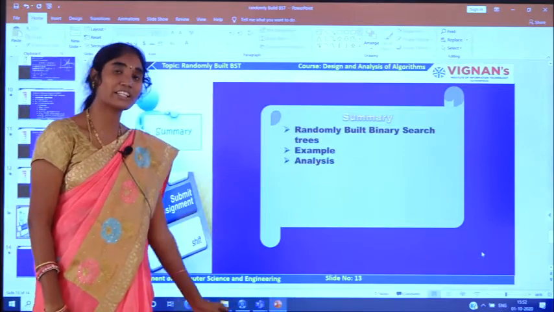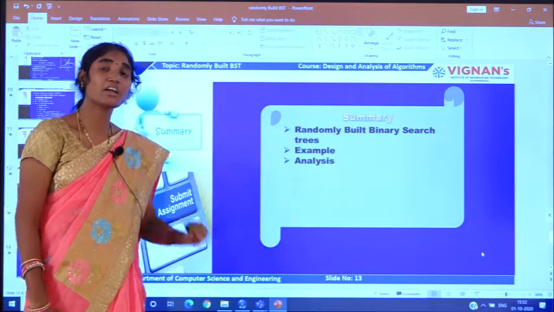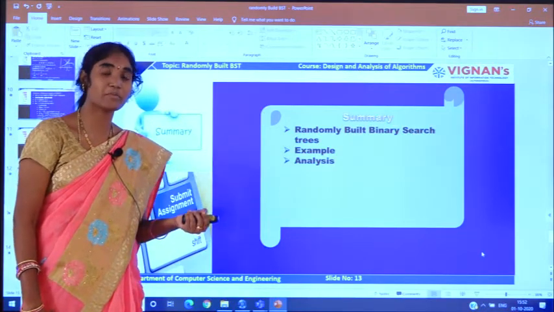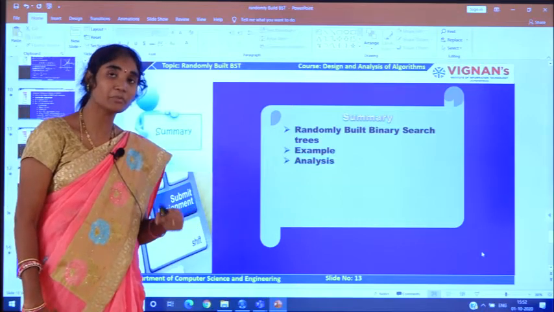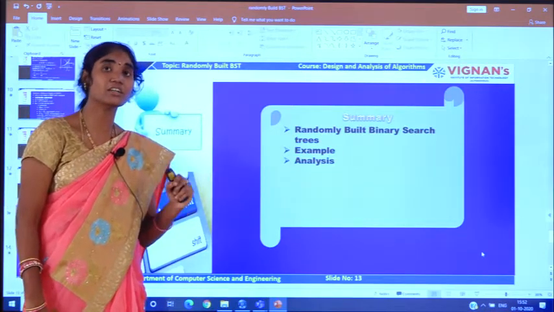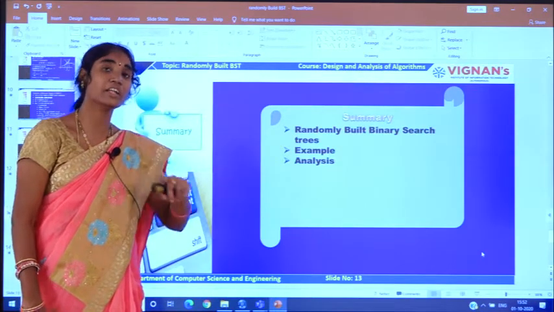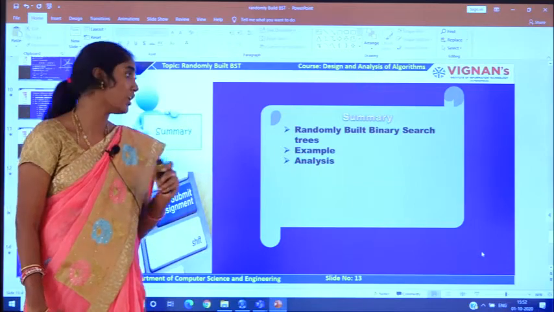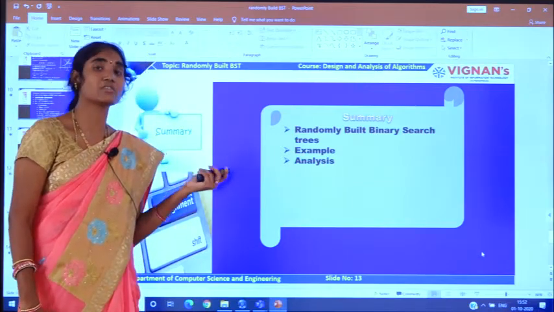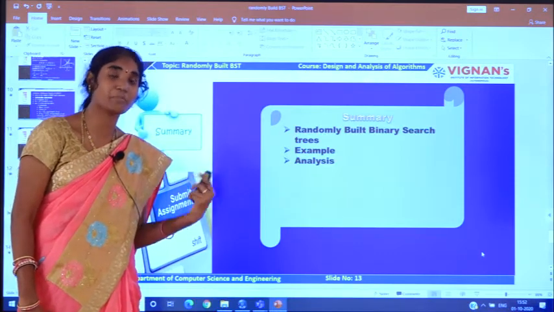Today we have seen what is meant by randomly built binary search trees, which is nothing but this: a list of n elements is given to you. For those n elements we apply a random permutation. For that random permutation list we construct the binary search tree, and after that we find the in-order traversal. That in-order traversal is nothing but your sorted list, and we have seen an example also. Coming to the analysis, we have seen the height of an RBST as big O of log n.